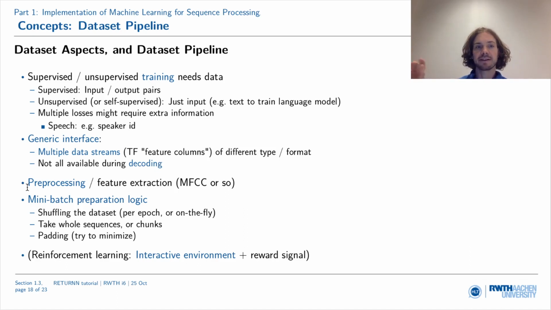Another related aspect here is preprocessing and feature extraction. It can be part of the dataset, or you could have that as an external part. Also related is the mini-batch preparation logic. So first of all, you would want to have some shuffling of your data. Then you can take the whole sequences, or you can take chunks of sequences, depending on your type of training. You have padding, which you want to try to minimize, and there's some special logic for that. A remark, when you have reinforcement learning, it looks slightly different from this concept. You have an interactive environment, and it gets a bit more involved.